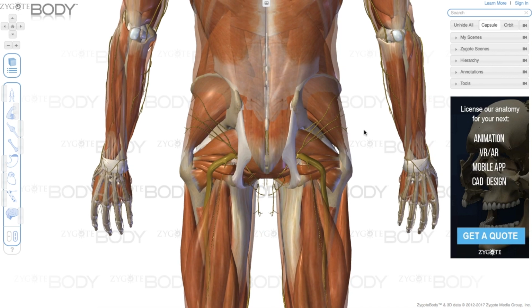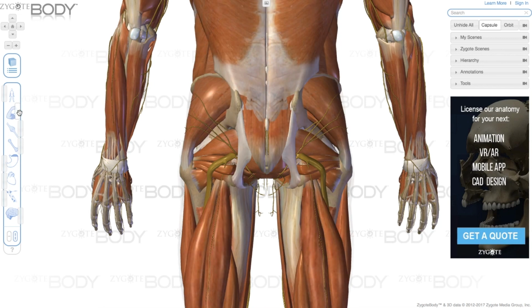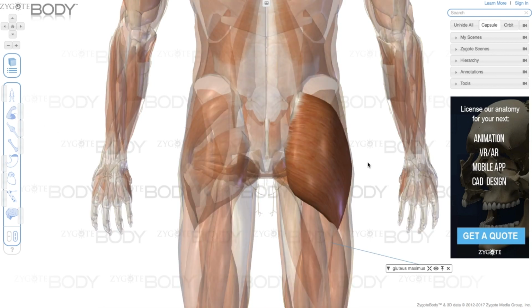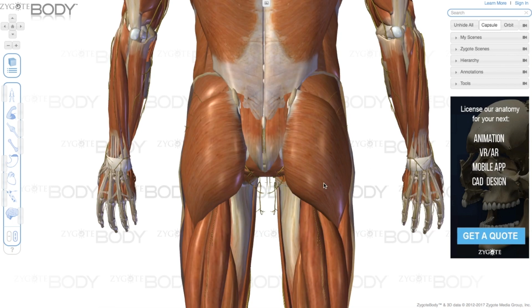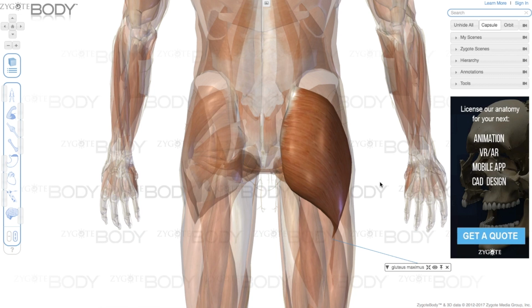Alright, so the last guy is basically our big brother, and his name is the Maximus. Okay, so this big brother most of the time should be doing the work for most of your hip extension related movements.